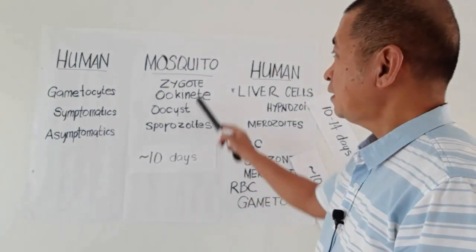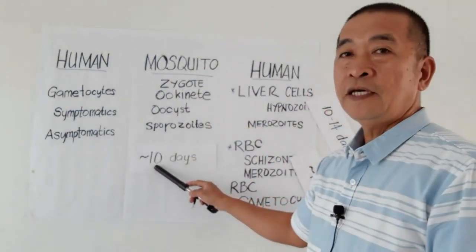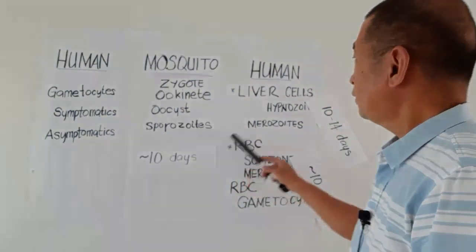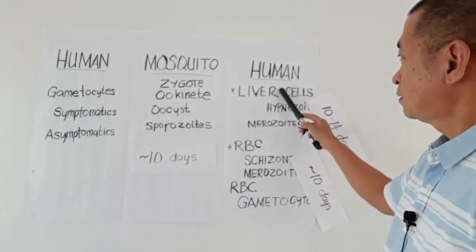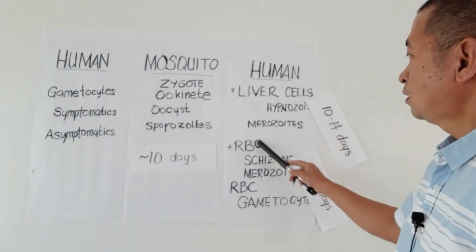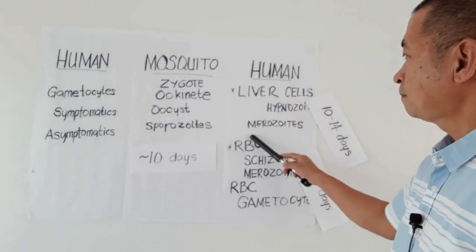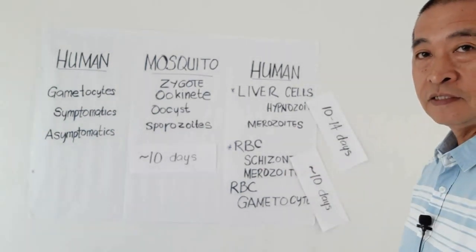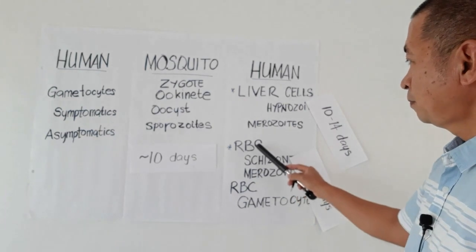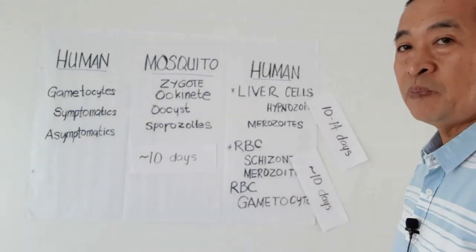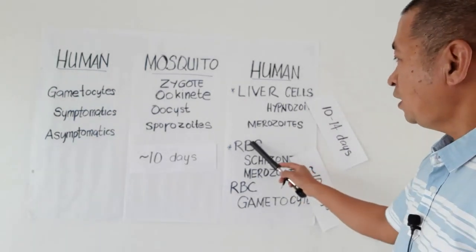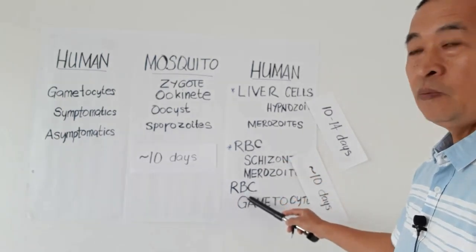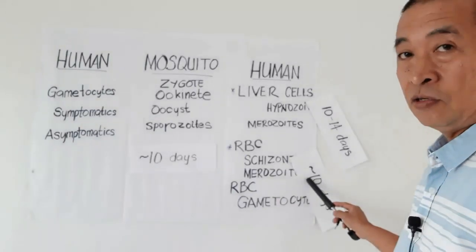Development of the parasite inside the mosquito takes around 10 days, more or less. Then, from liver cells to bursting of RBC will take around 10 to 14 days. And for Plasmodium falciparum, from initial invasion of RBC to development of gametocytes will take around 10 days also.